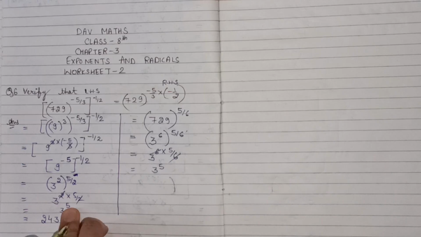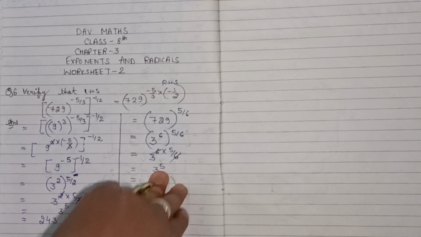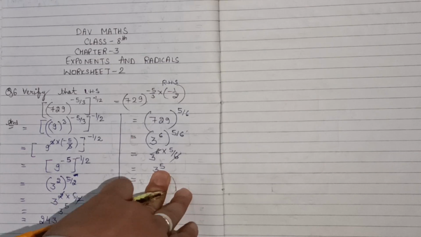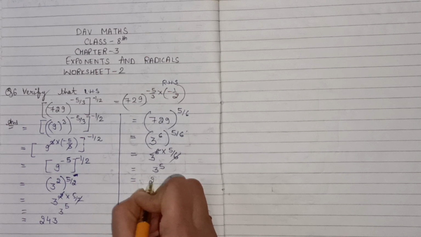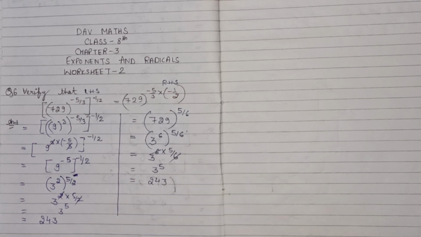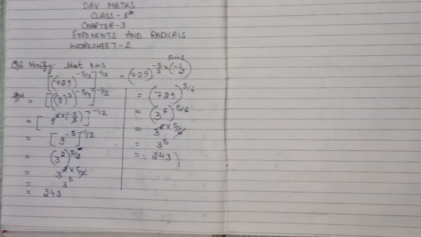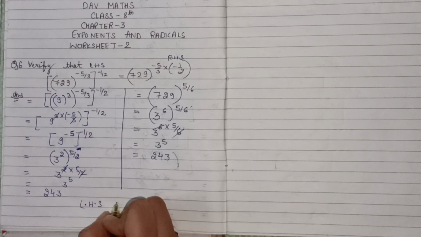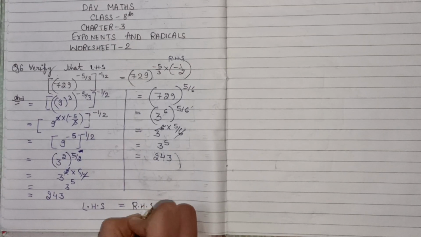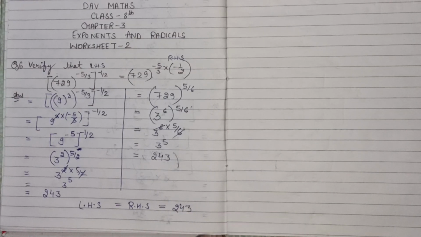Here also 3 raised to power 5, which means we have to multiply 3 by 5 times: 3 multiplied by 3 multiplied by 3 multiplied by 3 multiplied by 3, which is equal to again 243. This is our LHS, this is our RHS. So LHS, left hand side, is equal to right hand side, and both are equal to 243. This is our answer of this question.